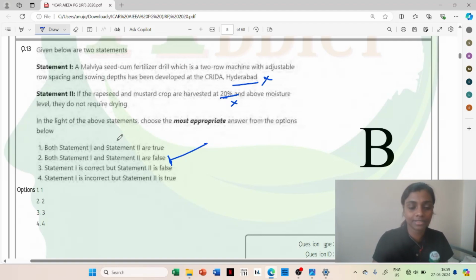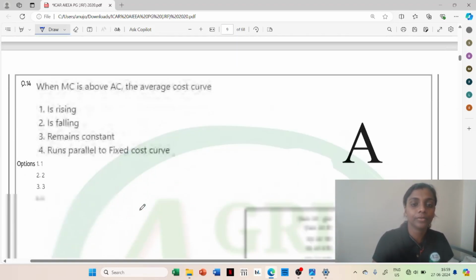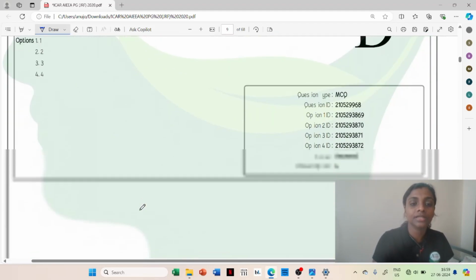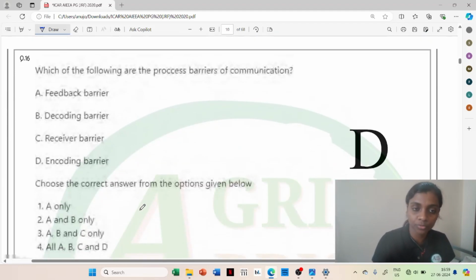This is a general agriculture question. They have very little chance of repeating the questions. So we will give more emphasis to the extension part.